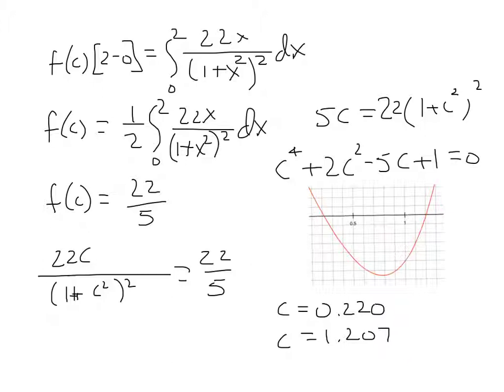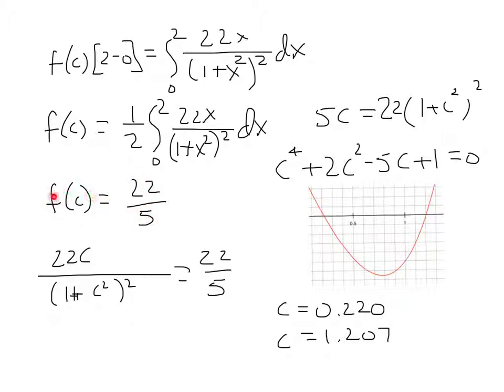Now, the mean value theorem tells us that there is a value c somewhere that if we multiply it by this interval, we will get the value of this integral, or in other words, the area under the curve. So if we now take this 2 minus 0, which is going to be 2, and divide it off of both sides, we're going to wind up with 1/2 here, but we've already found this value. We found that value to be 22/5.